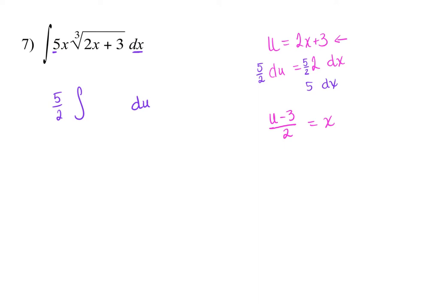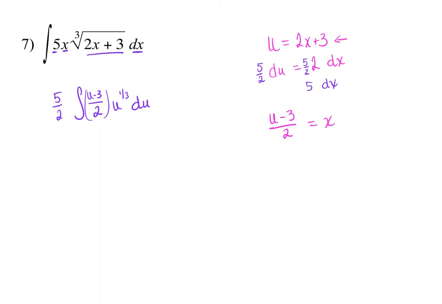U to the 1/3 will account for this guy right here. And then the u minus 3 over 2 will account for the x. That's just a big. And so I have accounted for every piece. And we're going to simplify it.